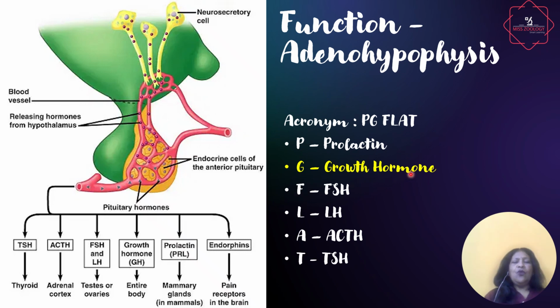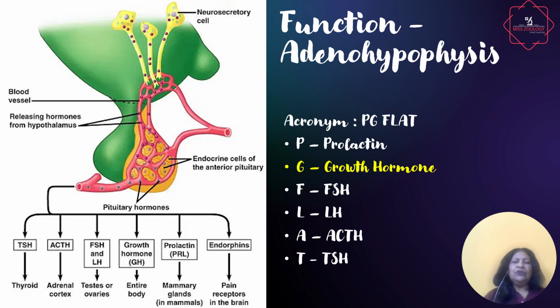There is one hormone which is in the name of growth hormone. This is produced in the pituitary and it doesn't go to act upon some other endocrine gland. Rather, it regulates the growth and development of the entire body.